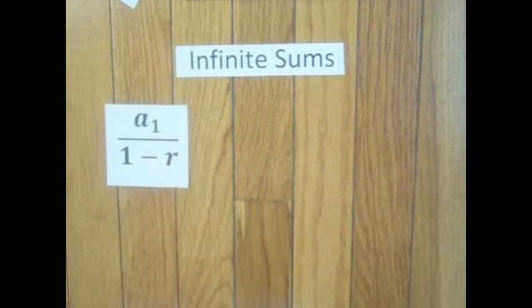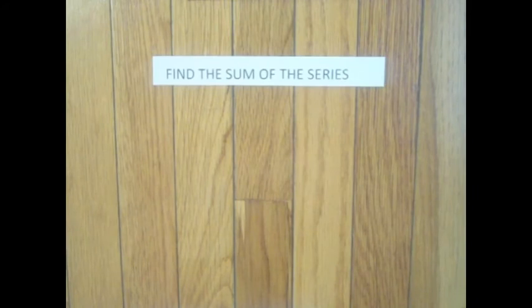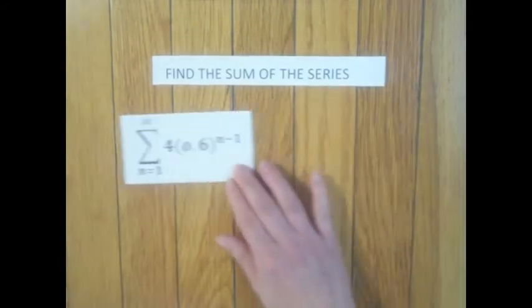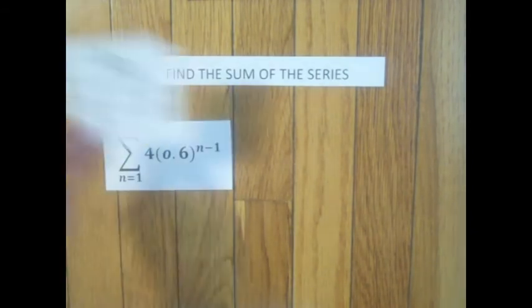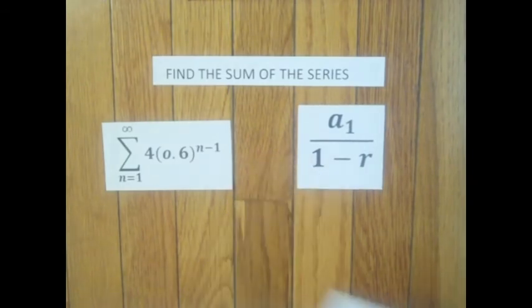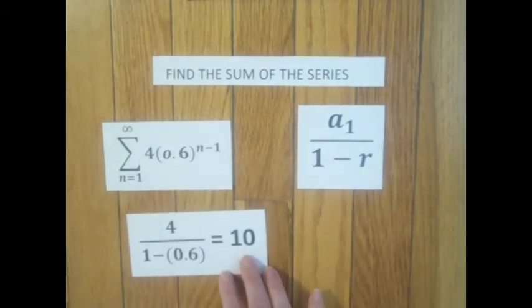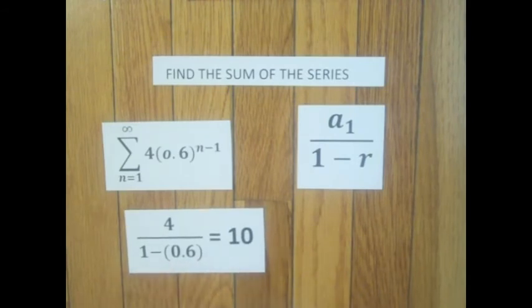So if you see a problem, find the sum of the series, and you see it in summation notation, that tells you a few things. First of all, we're taking an infinite sum. Second of all, it's a geometric sequence. And so we're going to use our formula, a sub 1 over 1 minus r. I'll plug in my first term, that's my r, and voila, I get 10.